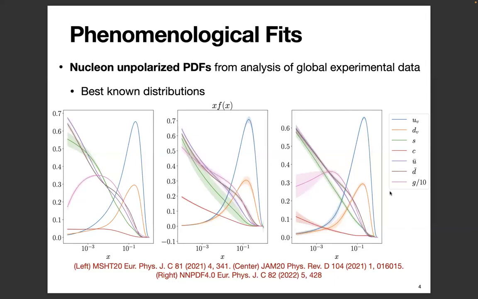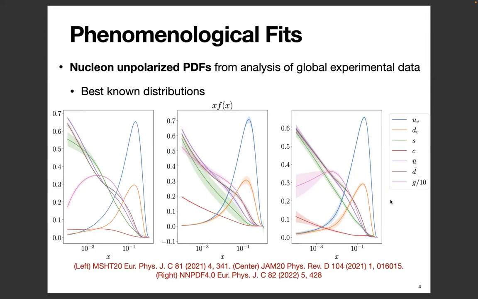Are all three at the same scale? Yeah, all three of these are at the same scale. These are just three different collaborations: MSHT, JAM in the middle, and this one is NNPDF. So they're all supposed to agree. They differ in methodology and so on, but they are supposed to be measuring the same thing.